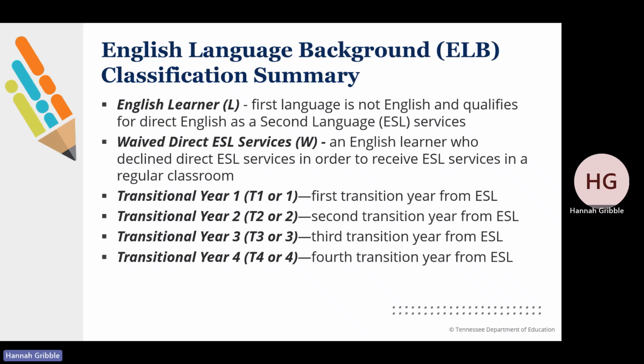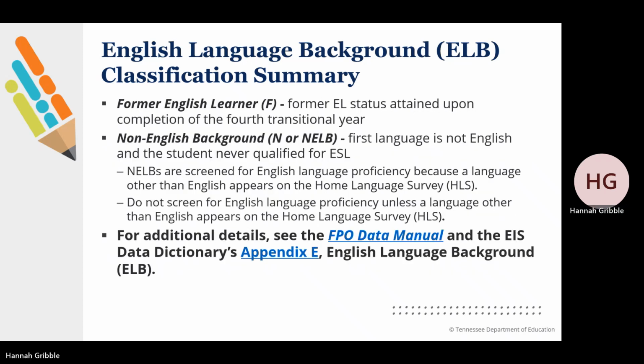Transitional year 1, T1 or 1, is the first transition year from ESL. Transitional year 2, T2 or 2, is the second transition year from ESL. Transitional year 3, T3 or 3, is the third transition year from ESL. Transitional year 4, T4 or 4, is the fourth transition year from ESL. Former English learner, F, is the former EL status attained upon completion of the fourth transitional year.